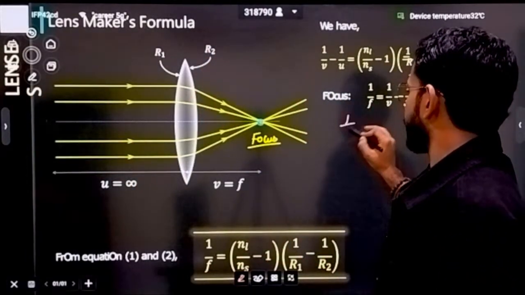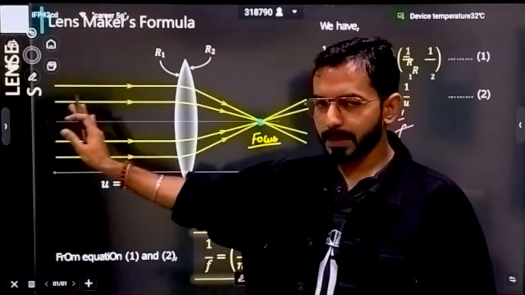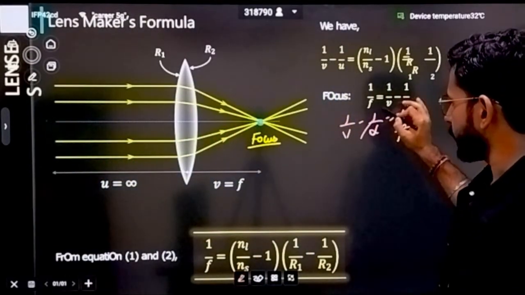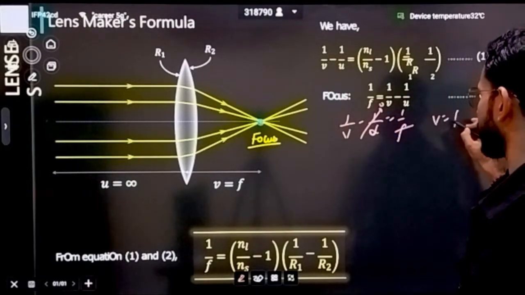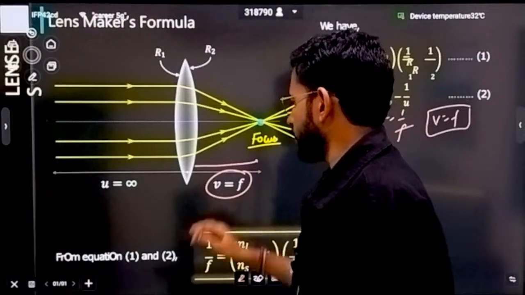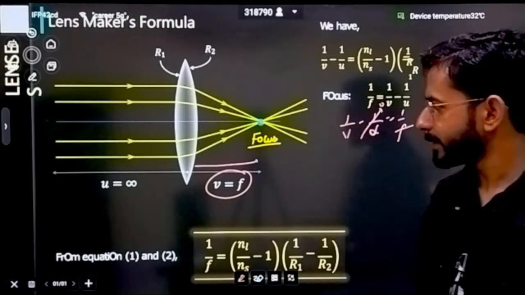The lens formula that I have is 1/v minus 1/u is equal to 1/f. If the object is kept at infinite distance, that's why parallel rays are coming. So u will be tending to infinity, and 1 by infinity is equal to 0. That means v is equal to f. The position of image is equal to the focus. Clear?